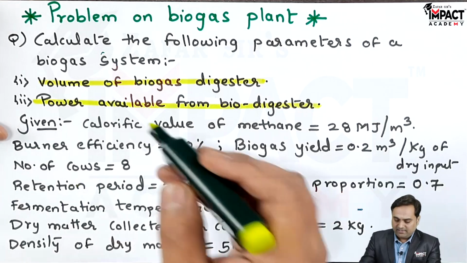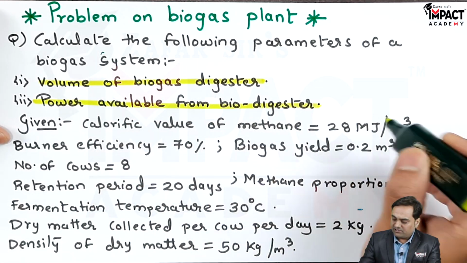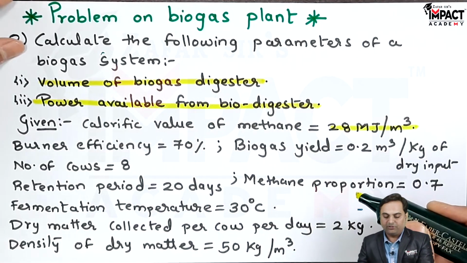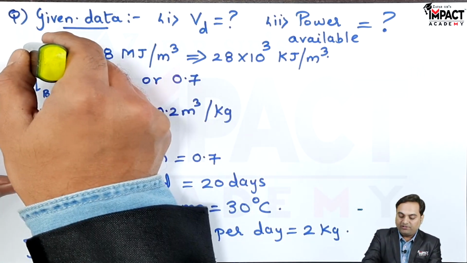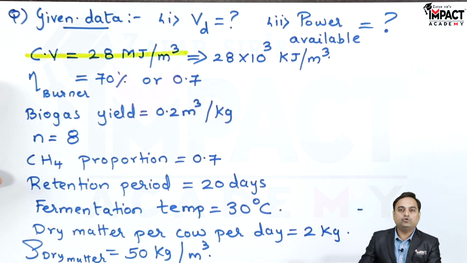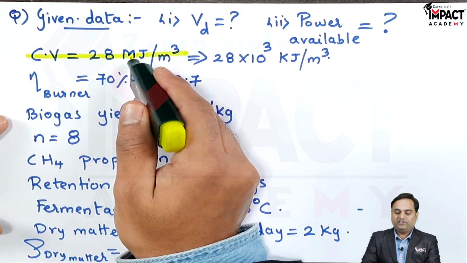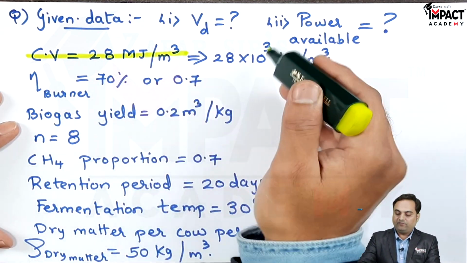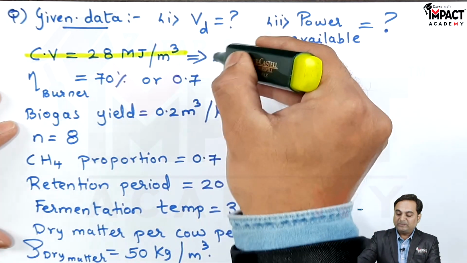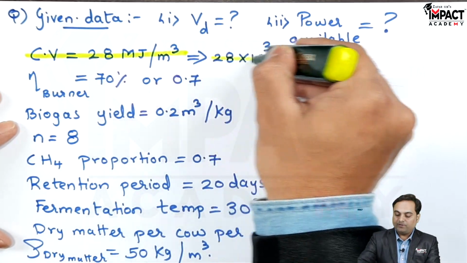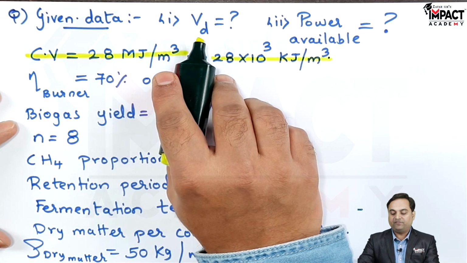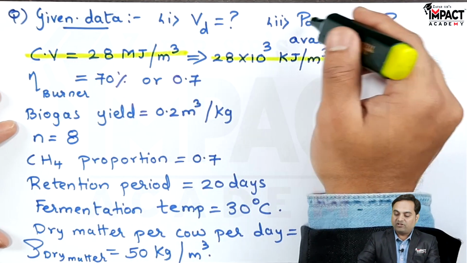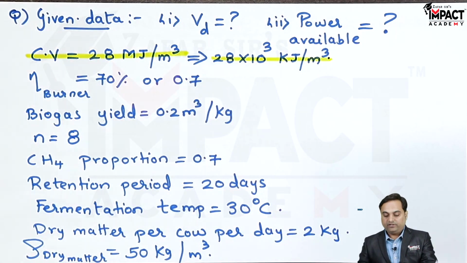Then it is given the calorific value of methane is 2.8 megajoule per meter cube. So it is written as CV, the calorific value of methane, 2.8 megajoule per meter cube. Now converting it into kilojoule by multiplying with 10 raised to 3, it becomes 28 into 10 raised to 3 kilojoule per meter cube. And we have to find the volume of the digester denoted as V suffix D and the power available. These are the questions.